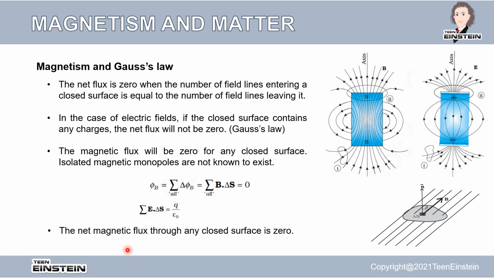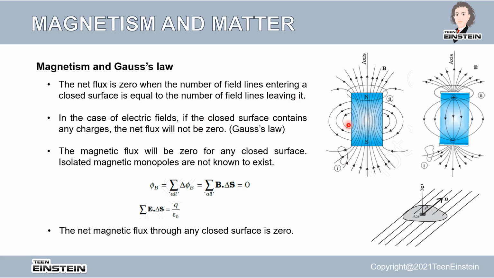Okay, so now let's discuss what Gauss's law is, and what happens to Gauss's law with respect to magnetism. The net flux is 0 when the number of field lines entering a closed surface is equal to the number of field lines leaving the surface. Whenever you take a closed surface and calculate the net flux, it is equivalent to the net number of field lines coming out or going in. So if an equal number of field lines enter the closed surface and leave it, then the net flux is going to be 0.